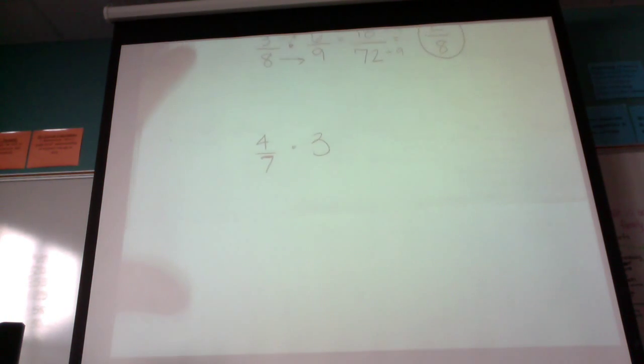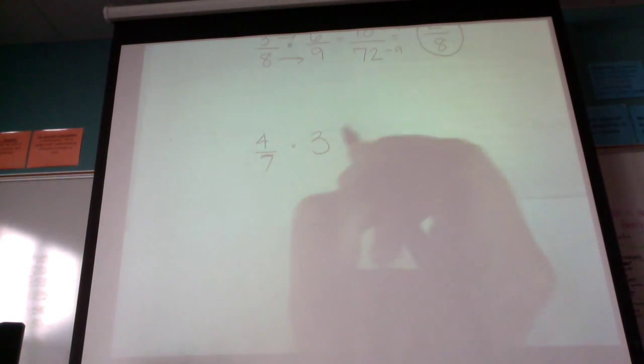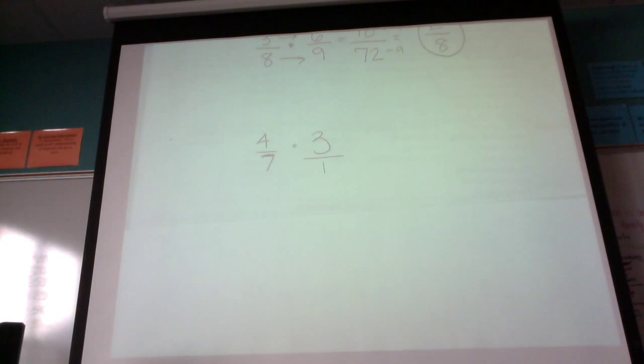This time I have a fraction times a whole number, 4/7 times 3. How do I make that 3 wholes a fraction? Well, I can just put a 1 underneath. And I'm going to do the exact same thing of multiplying straight across. So 4 times 3 is 12. 7 times 1 is 7.